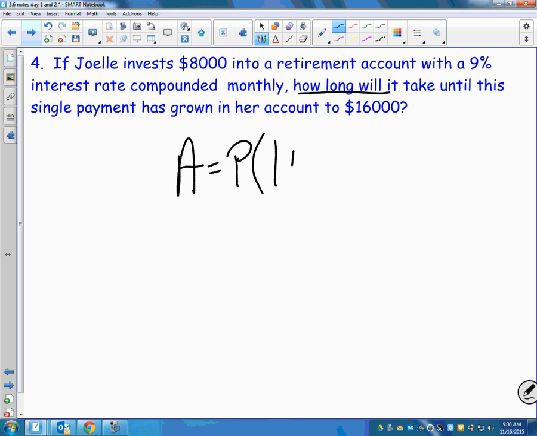Compounded monthly means I'm using the (1 + r/k) to the k power. When I see "how long," I know I don't know the time, but that means I should know every other variable to plug in here. I should be able to go through this problem and figure out where to plug all the numbers in. I'll give you the formula, but you have to know when to use it. You also have to know what the letters represent so that you know what to plug in.